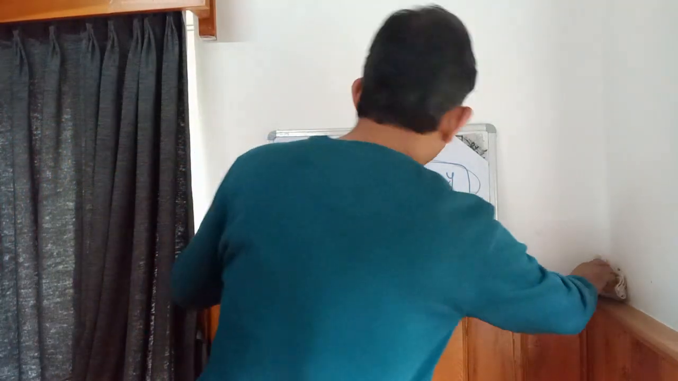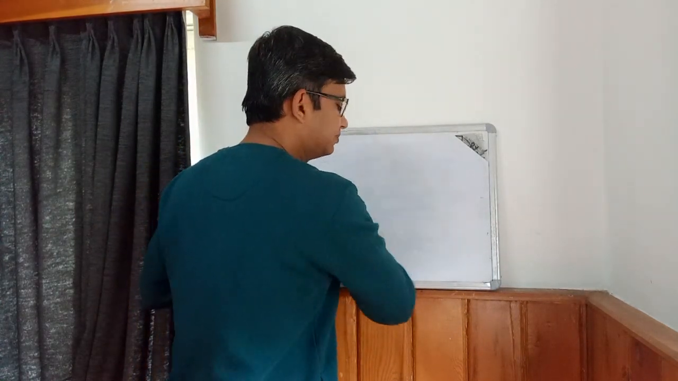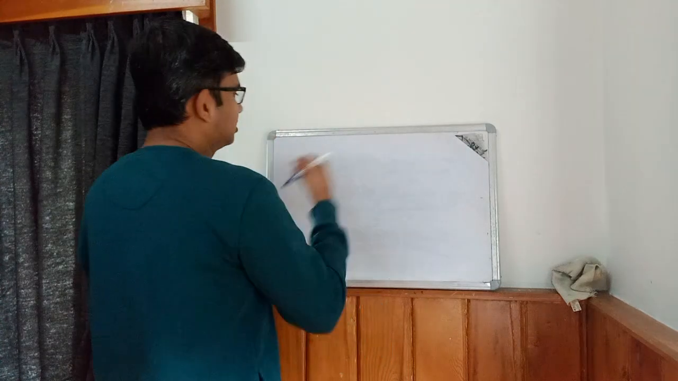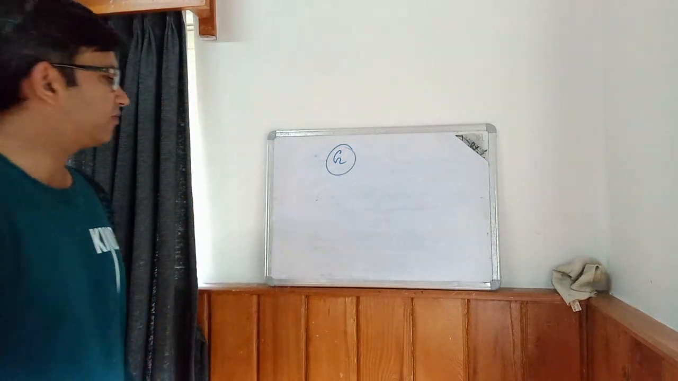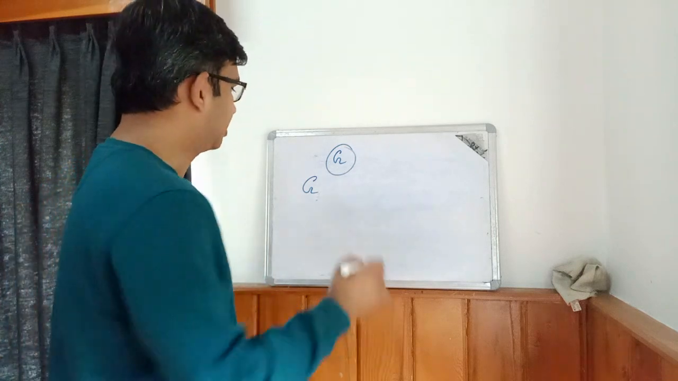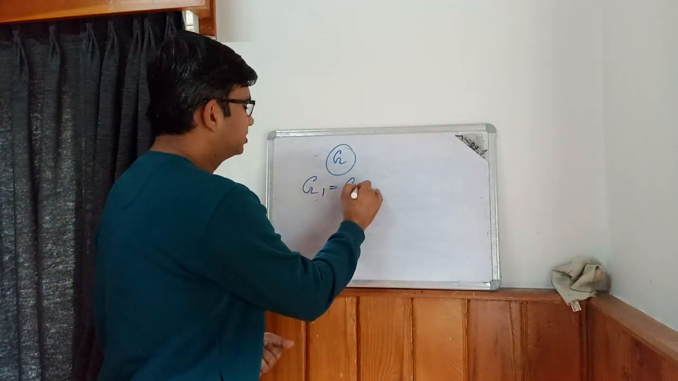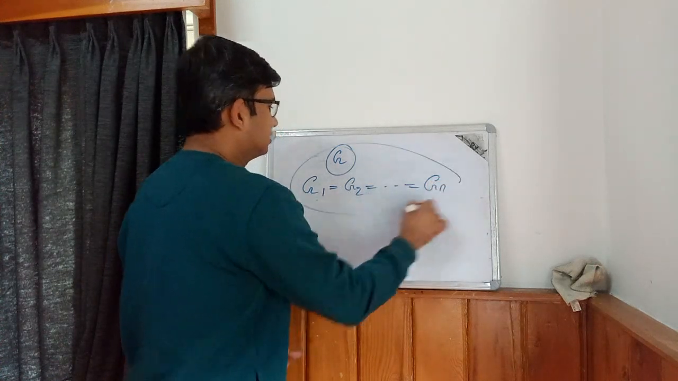But if we consider a pure public good, G, then what we'll find is that it is collectively consumed by everyone. So G1 equals G2 equals Gn.